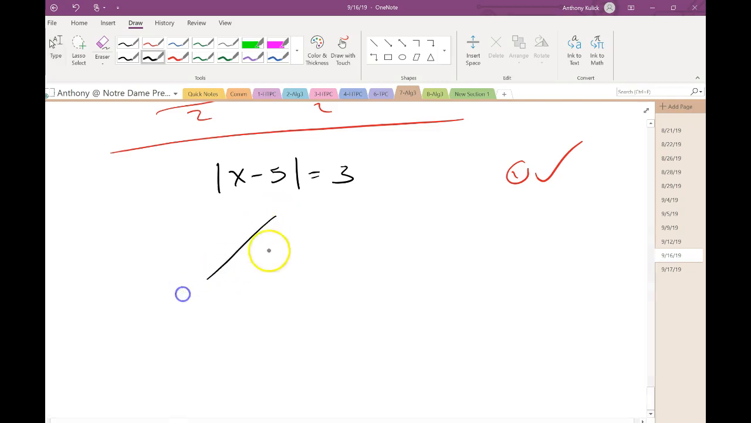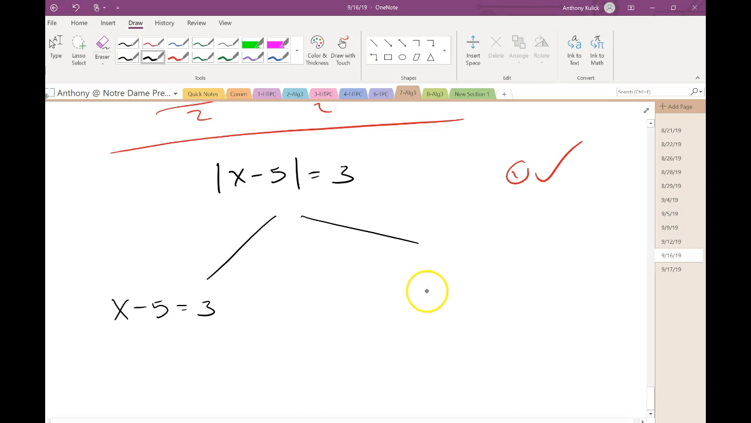linear equations. So usually I do this to show myself splitting this up. The first linear equation, all I'm doing is writing the exact same equation with no absolute value sign. So instead of absolute value of x minus 5 equals 3, I'm just going to write x minus 5 equals 3.